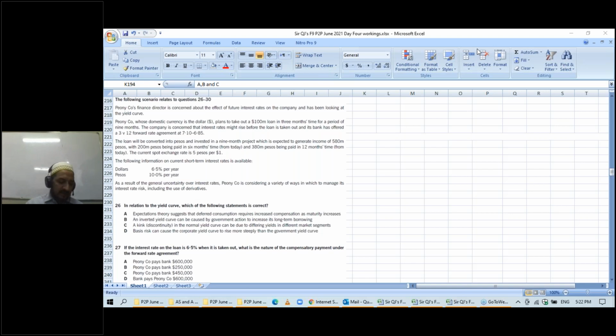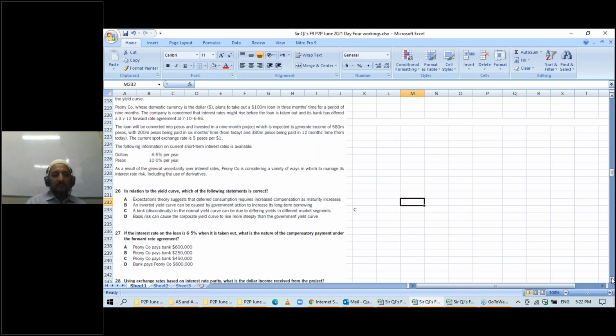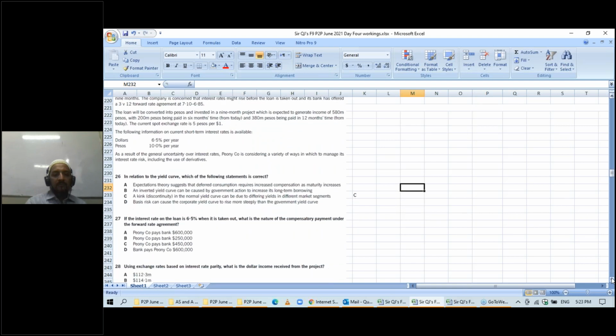Now the 26 is an easy one. Why do kinks appear in a normal yield curve? It is simply due to the market segmentation, the short-term market of borrowing and the long-term market of borrowing. So the correct answer to this is C. A, B, D: A and D are senseless, and B is not correct.